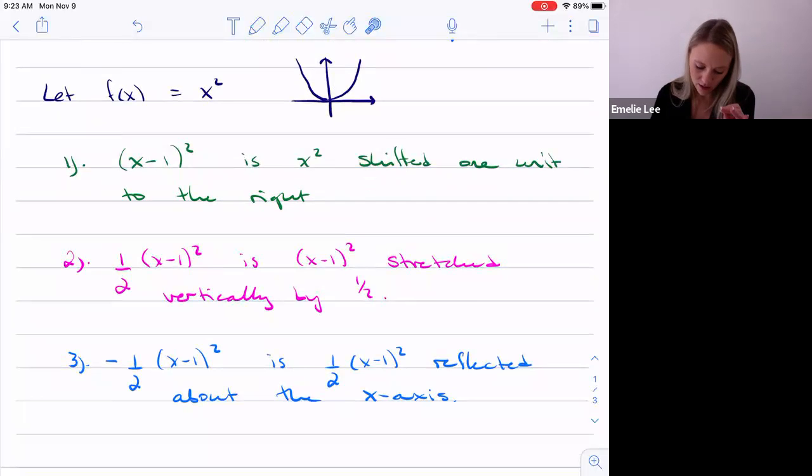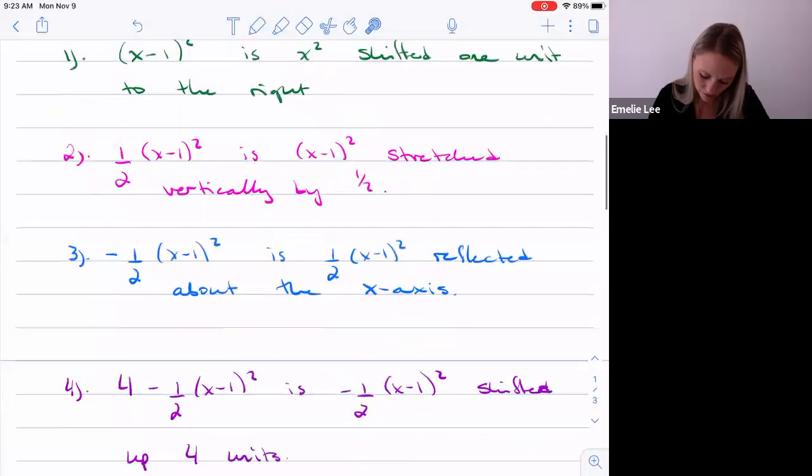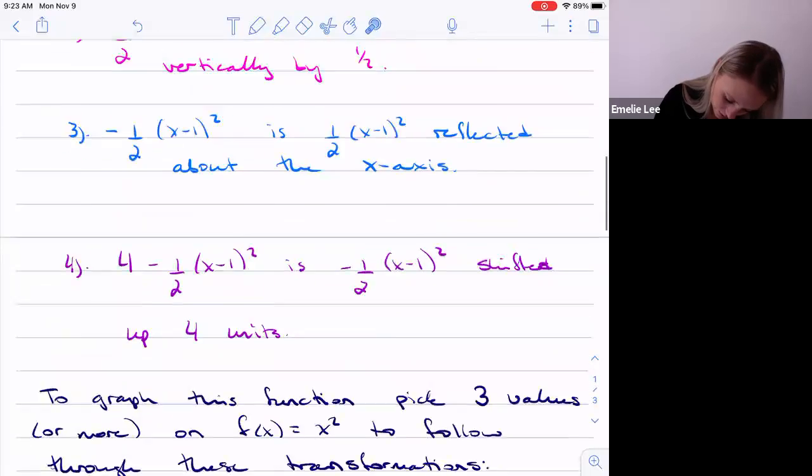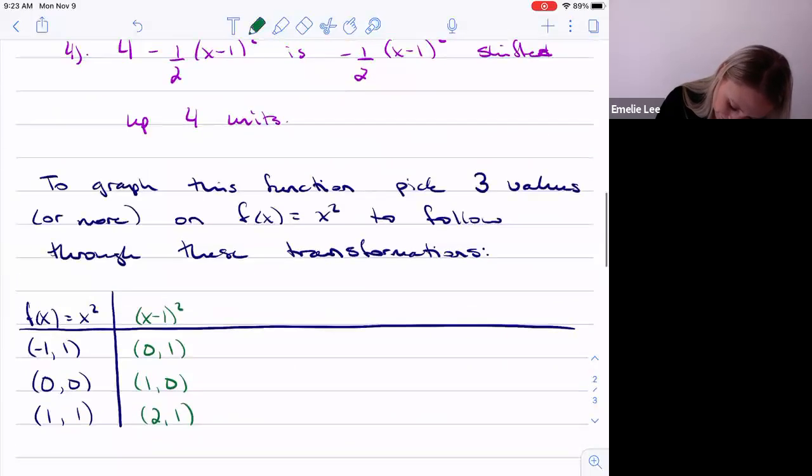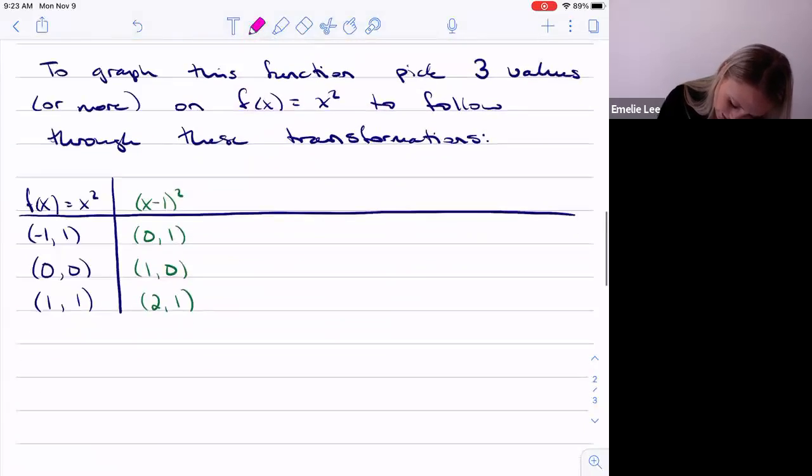So now I want to do 1/2 x minus 1 squared. Notice that my points are already at x minus 1 squared. So what I have to do is stretch it vertically, so multiply all my y's by 1/2. Okay. And what color was I using? Pink. So 1/2 x minus 1 squared.